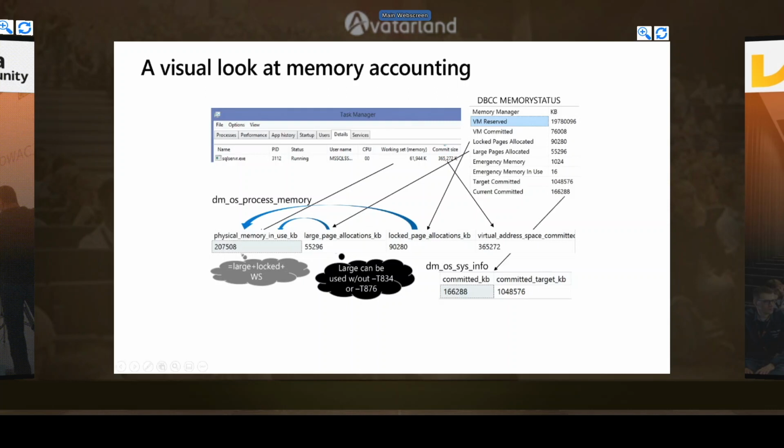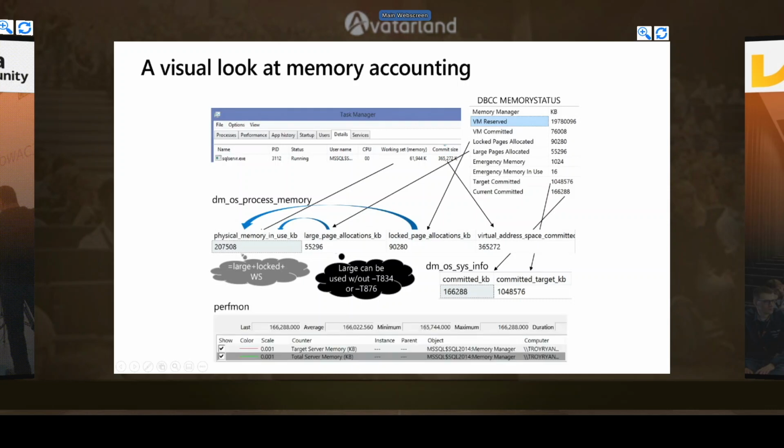Well, first of all, if you can see here, current committed lines up with committed KB and target lines here. Target again is the ceiling. Notice that the ceiling is much higher than the current because we haven't used the memory yet. And then what about perfmon? Well, we make it even more confusing.